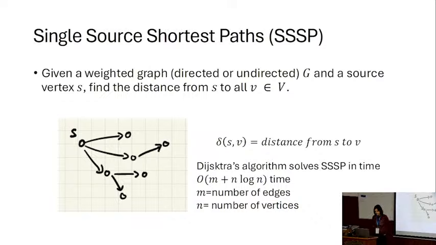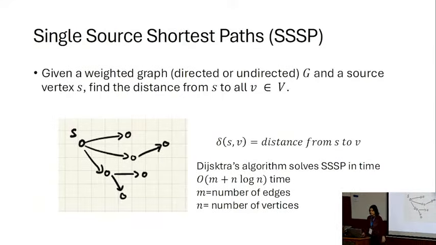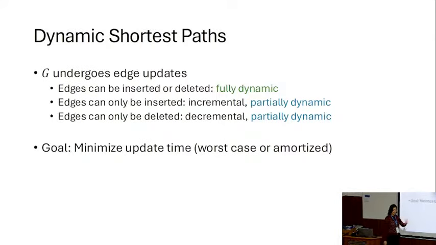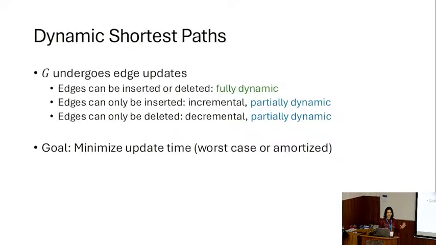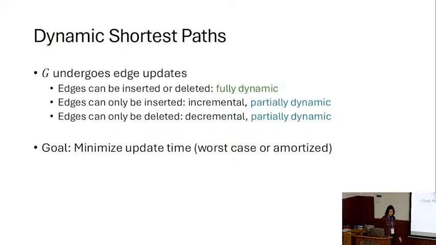In recent years there have been even improvements over it, but for this talk you can think of order n as Dijkstra's algorithm. Now we are interested in the dynamic shortest path. In the dynamic regime, G is undergoing edge updates. So edges can be inserted, then edges can be both inserted or deleted, or you can think about the partially dynamic setting, where if edges can only be inserted, then that's incremental, and if the edges can only be deleted, then that's decremental. And here our goal is to minimize update time. It could be either worst case or amortized.